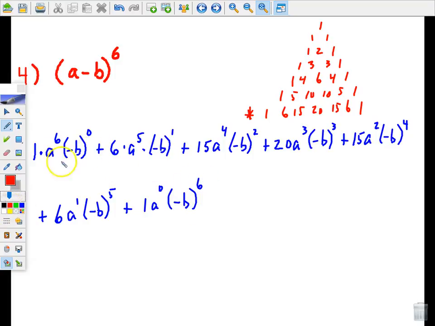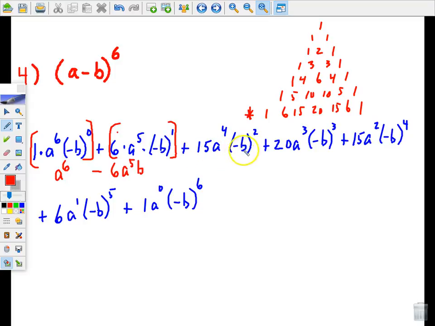Okay, now let's clean this up. Our first term is just going to be a to the sixth. All right, that takes care of that. Now notice, if you start with negative b to the first, that's obviously negative b. Remember, it's like there's a -1 coefficient here for b. So we multiply coefficients, 6 and -1, and that makes -6a to the fifth b. Okay, that takes care of that term.